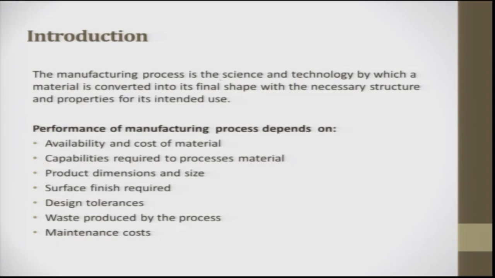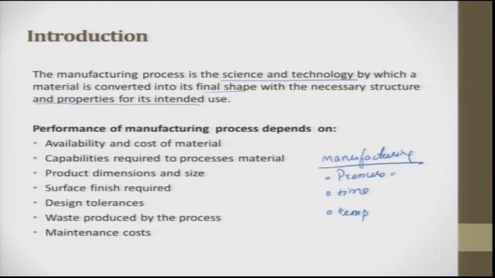Manufacturing process is a science and technology by which the material is converted into a final shape with the necessary structure and properties for its intended use. So, this is called manufacturing process. In manufacturing process, there are only three major parameters. They are nothing but pressure, time and temperature. You take any manufacturing process, you will have basically three process parameters.